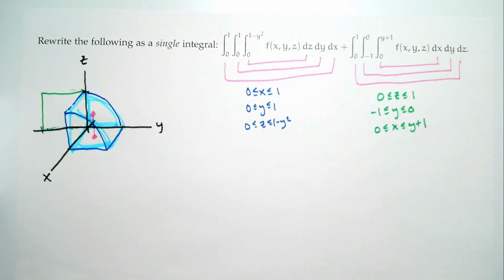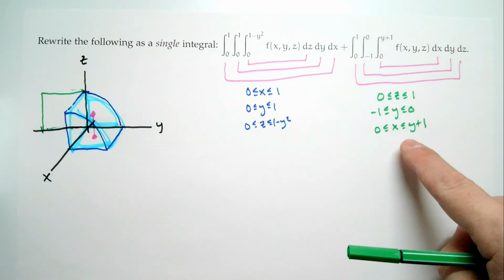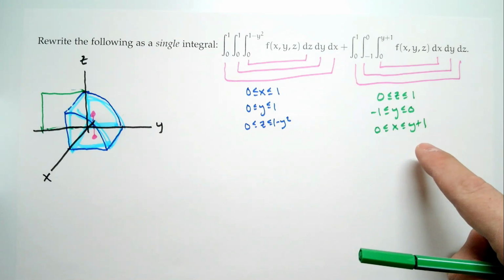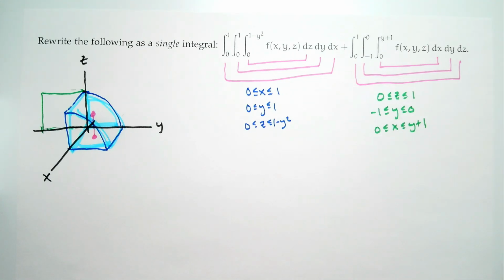Now what happens? Well, x, we're going to go from 0 up to y plus 1. So what does the curve x equals y plus 1 look like? Well, actually, I misspoke. What does the surface x equals y plus 1 look like? But okay, let's suppose we go back to a curve. It looks like it's in the xy plane. So if you graph x equals y plus 1, what do you see? What kind of shape is it? It's a line.